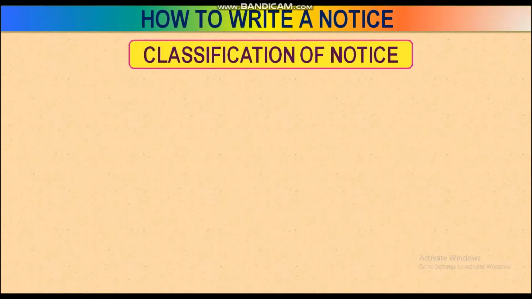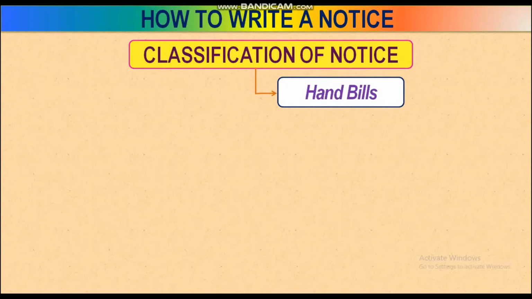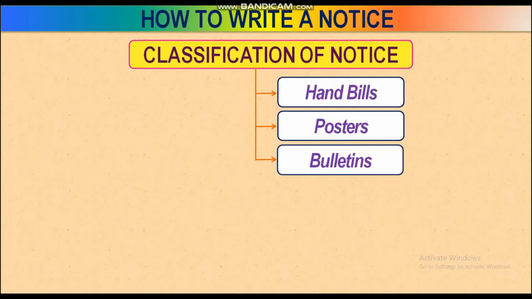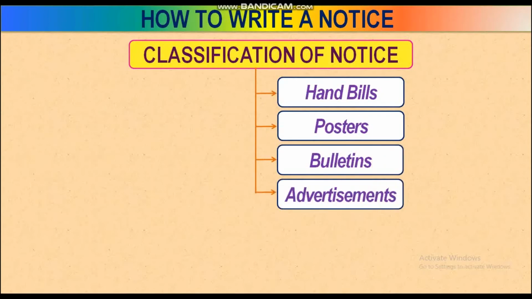Classification of notice. Notice is of different kinds, such as handbills, posters, bulletins, advertisements, circulars, etc.